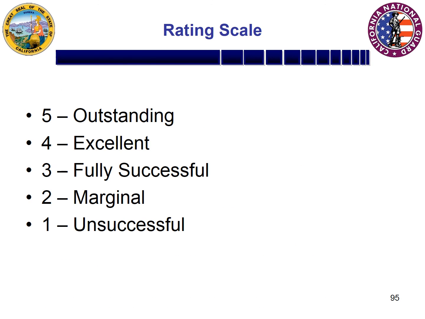So we can quickly go over the rating scale: 5 being outstanding, 4 being excellent, 3 being fully successful, 2 marginal, and 1 unsuccessful. 1 and 2 are not where you want your employees to be, so as supervisors, you want to make sure that you're pushing your employees so they're at least a 3, which is fully successful. When you write your critical elements, you write them at a 3. That guarantees that the employee can work hard enough to become excellent and or outstanding.